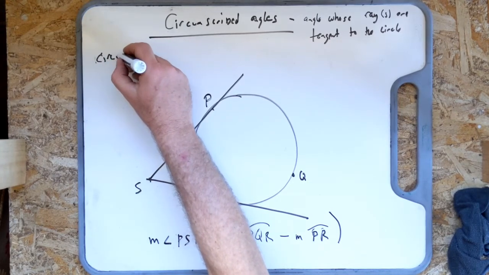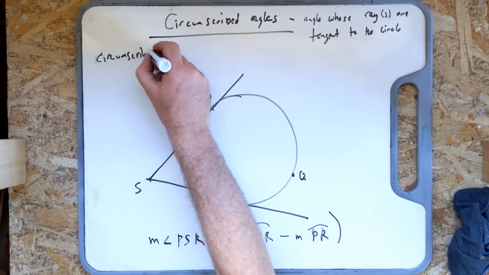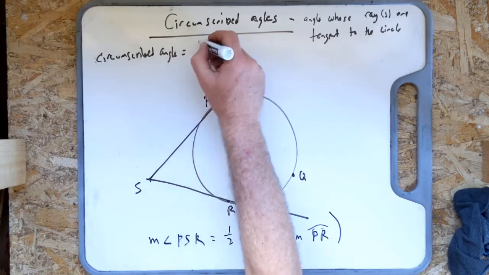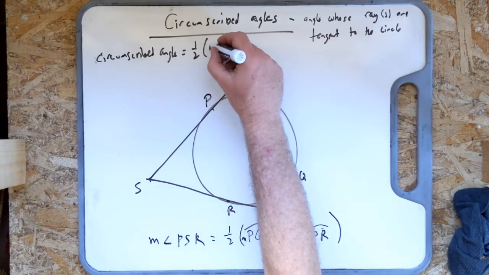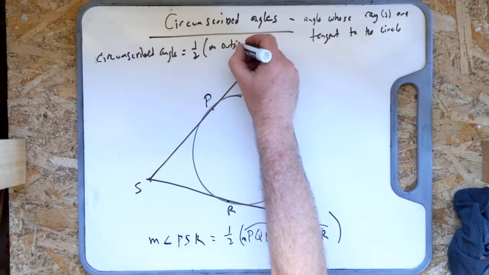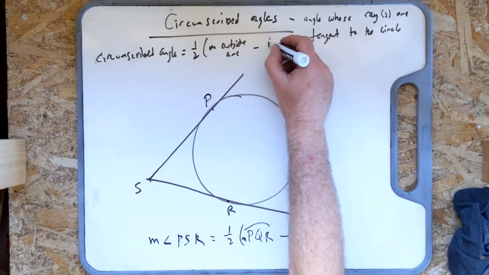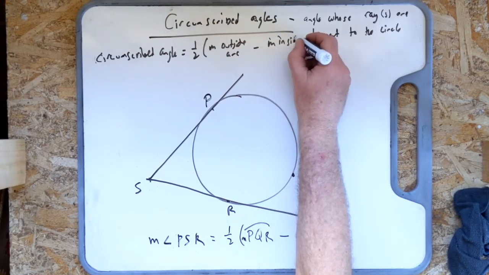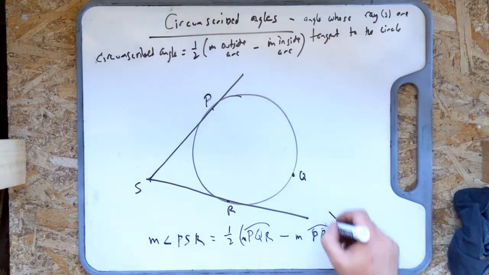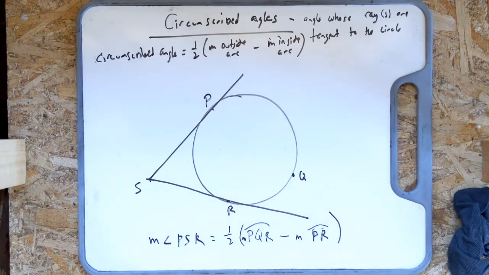Circumscribed angle equals 1/2 the measure of the outside arc minus the measure of the inside arc. So have both of those written down in your notes. If you have to do that before I go on, pause the video to write it down.